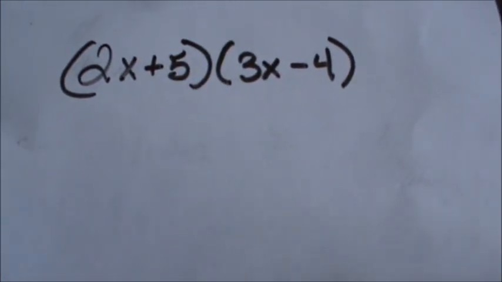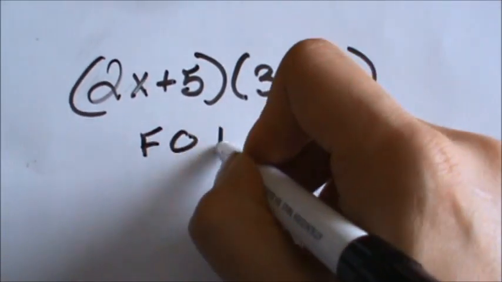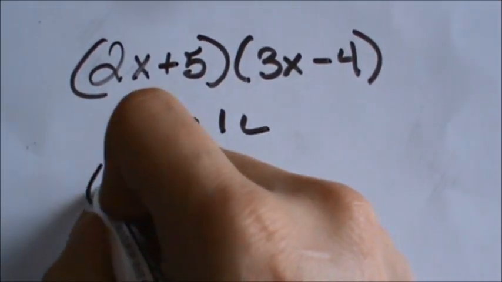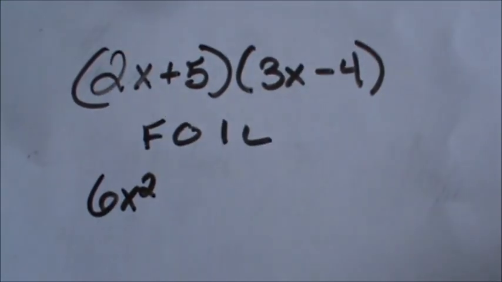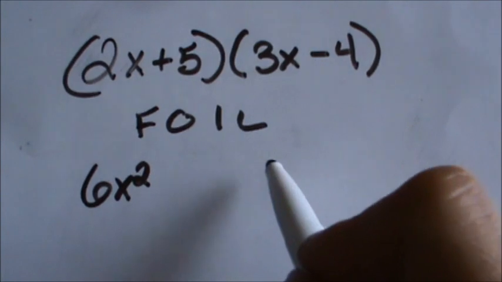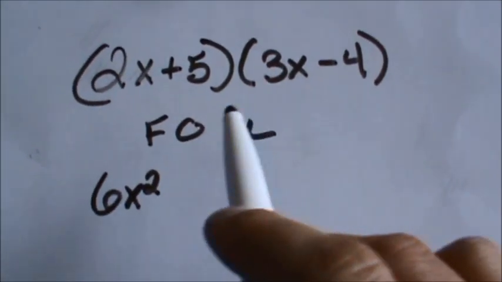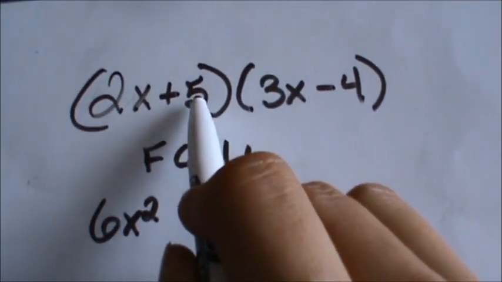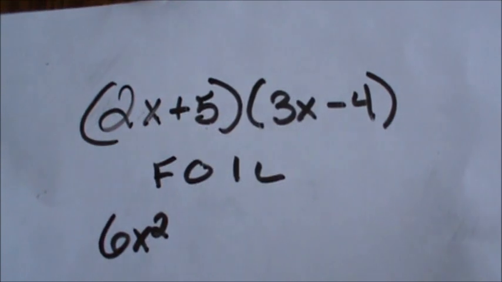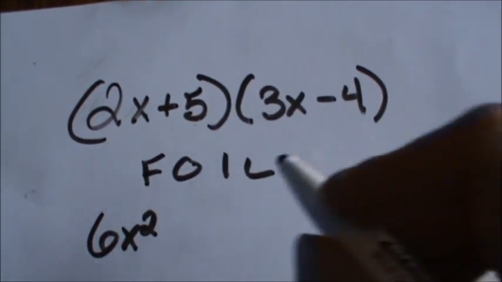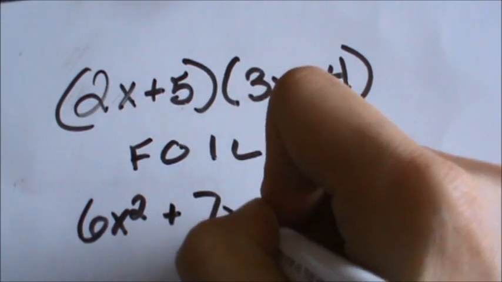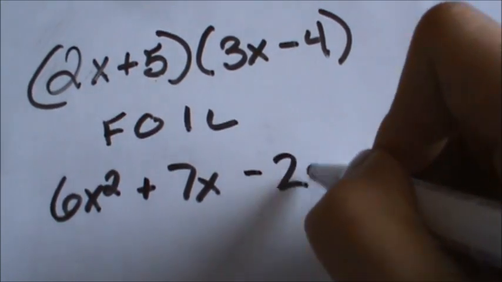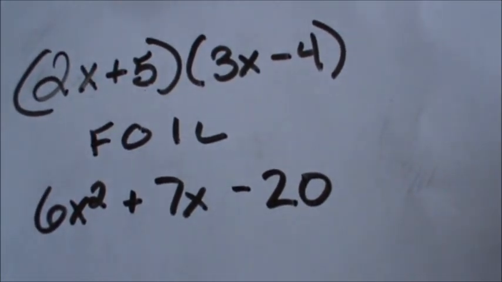Now this one's a little harder. We're still using the FOIL method. First term, 2x times 3x is 6x squared. Now the next term here is going to be a combination of the outer and the inner term. So the outer term is negative 8x. The inner term is 15x. Negative 8x plus 15x is positive 7x. Last, 5 times negative 4, negative 20. Final answer.